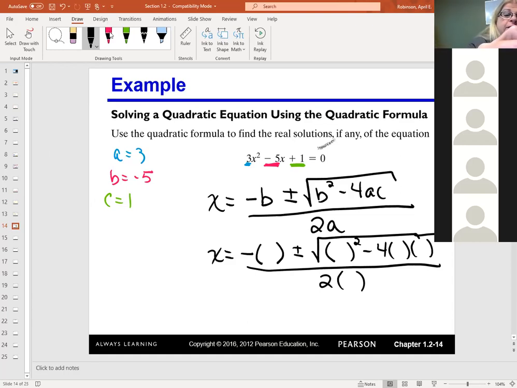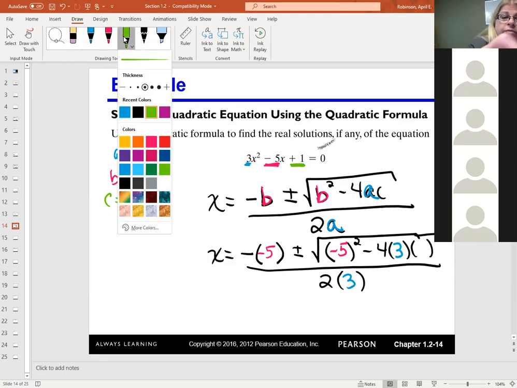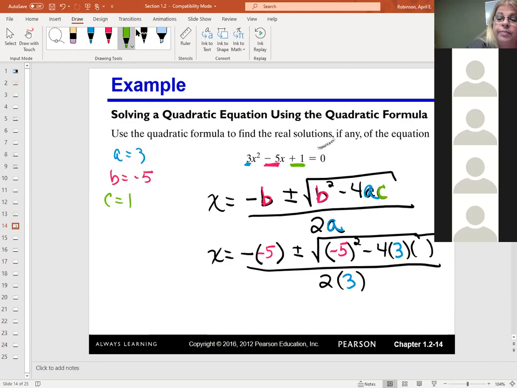So, let's see. My B is here and here, so my negative 5 goes here and here. My A's are here and here, so the 3 goes here and here. And then I only have one C, it's right there. So that's the one that goes right there. Okay, go back to my black pen. I'm gonna move over to the left here.